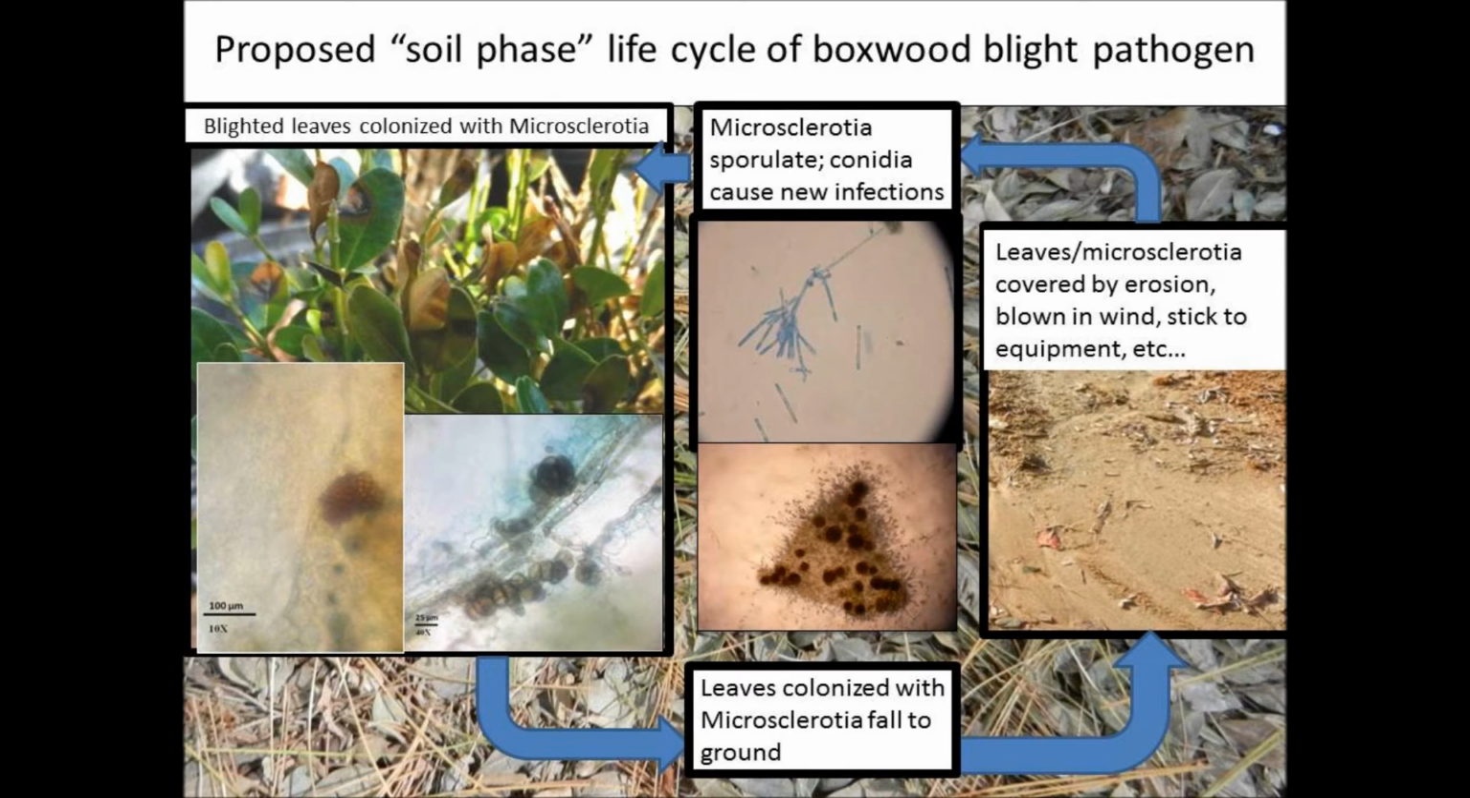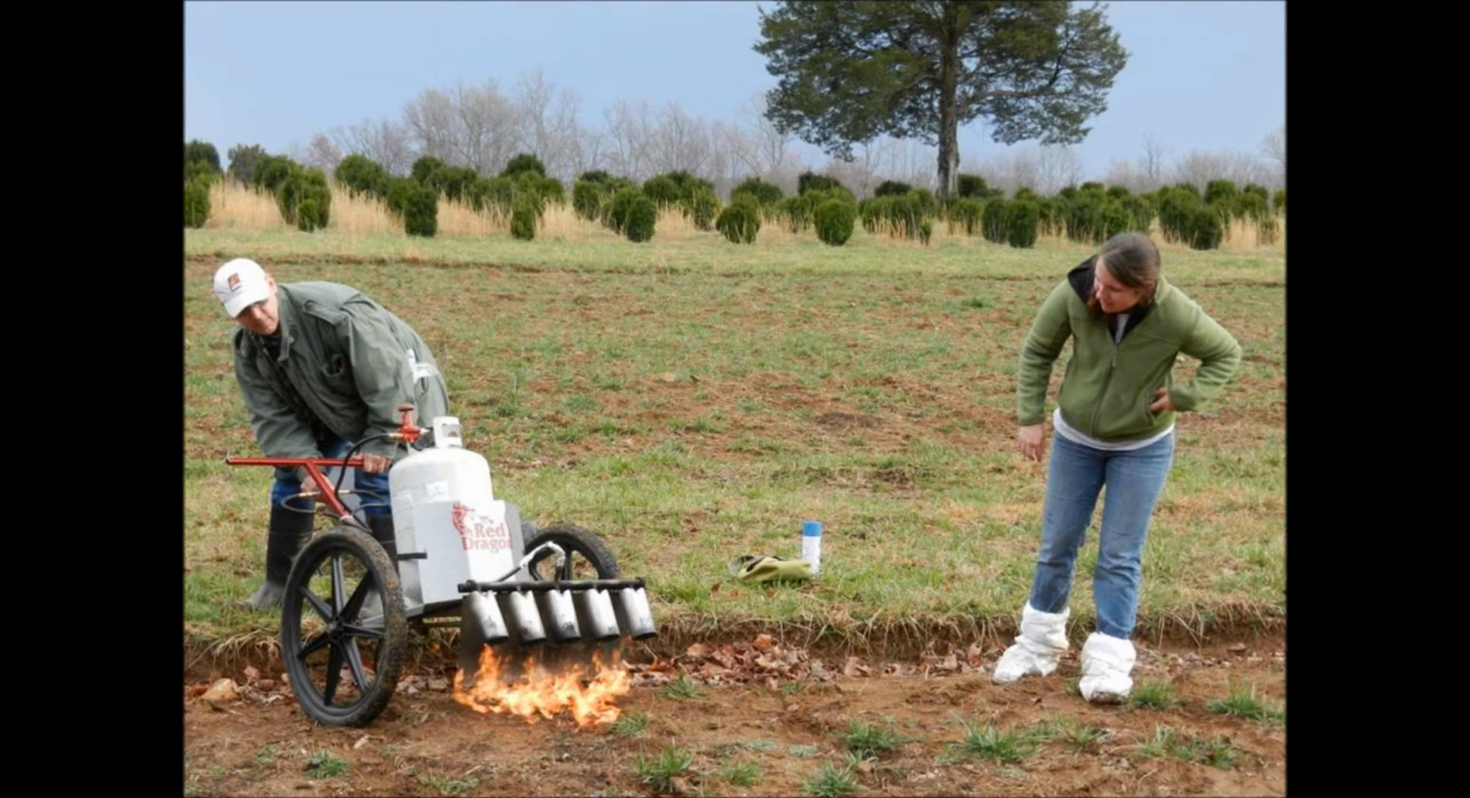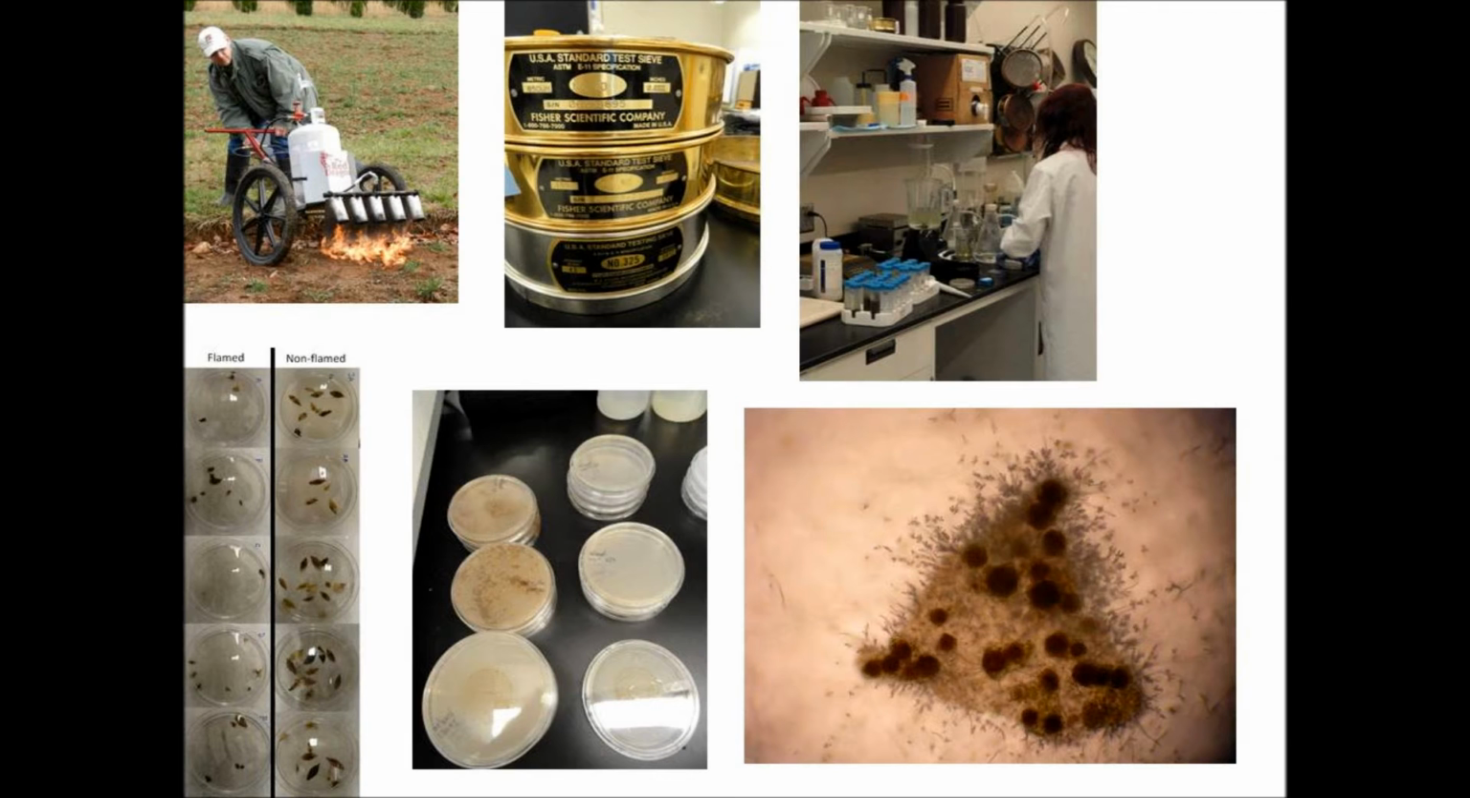Unfortunately, we are finding that Cylindrocladium pseudonaviculatum produces abundant Microsclerotia in host tissue. These specialized structures are ecologically important for this species and may contribute to its ability to survive in soil for extended periods of time. Soil flaming has been conducted in an attempt to reduce inoculum loads of infested soils at fields in Virginia. At one of these field sites, soil was sampled before and after soil surface flaming.